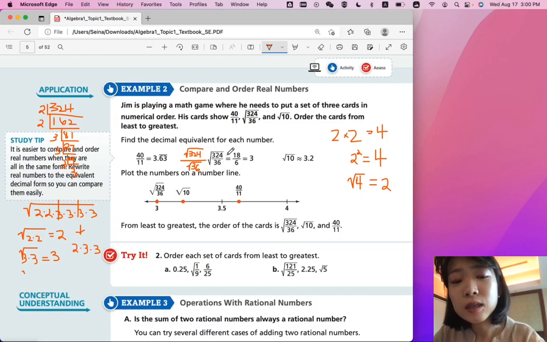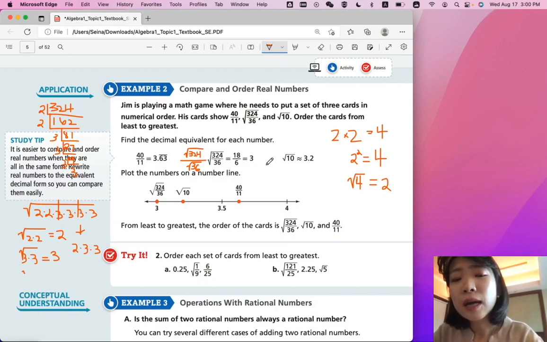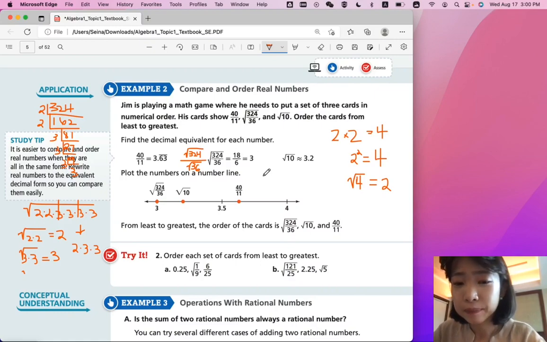So this simplifies into 18 over 6, because 6 times 6 is 36. You can use the same method if you are not familiar with square roots. Okay? So that is 18 over 6. If you simplify that again, you get 3.